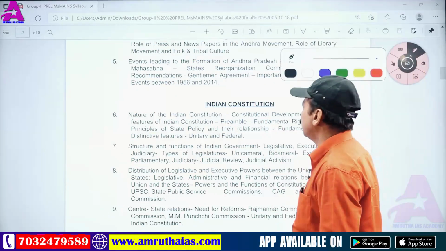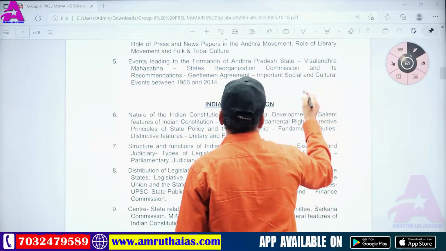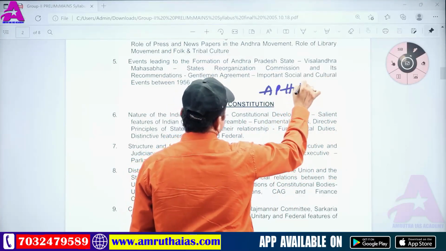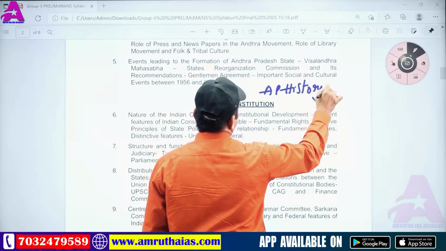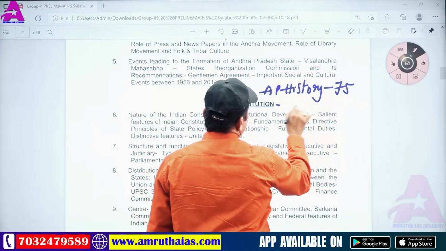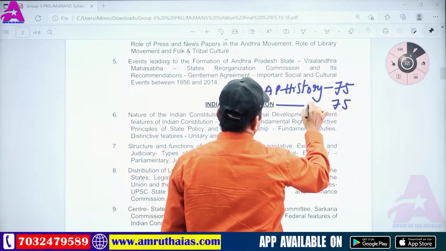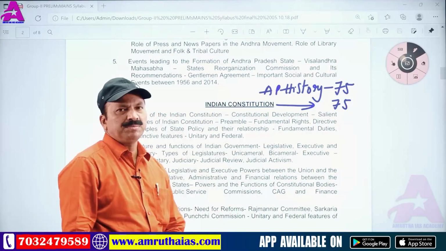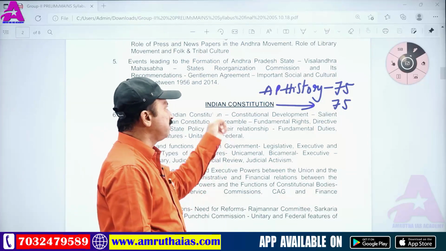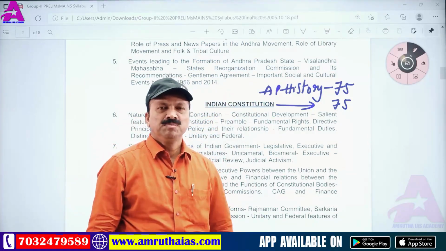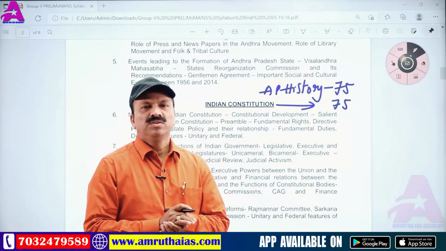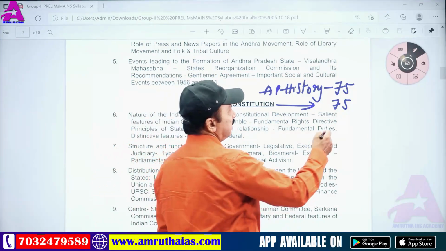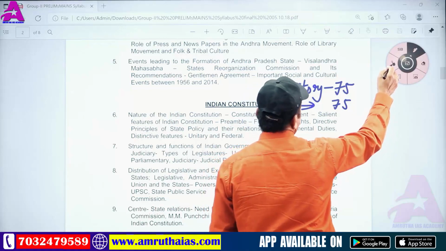So there is AP history for mains, 75 marks. Constitution is also 75. Total marks are 150. This is the second paper. In the second paper, this one is available: AP history is available now itself. You can go through that one.